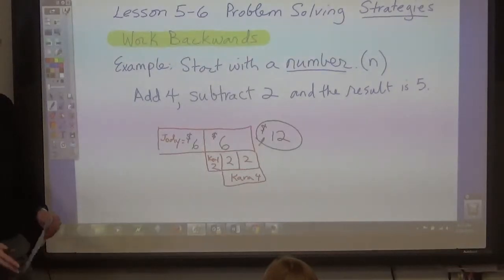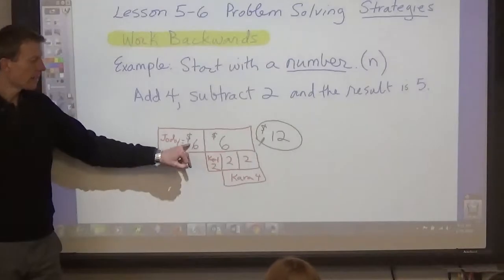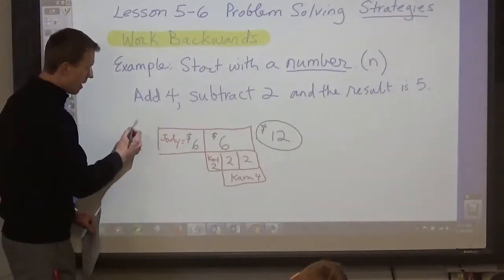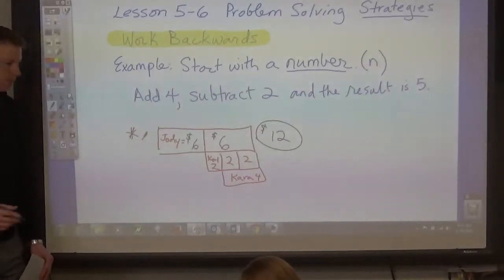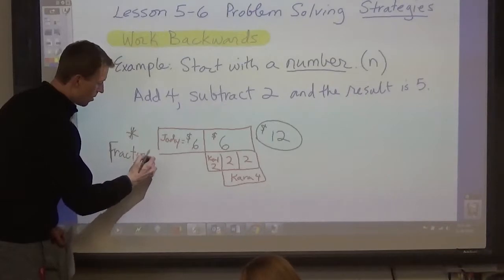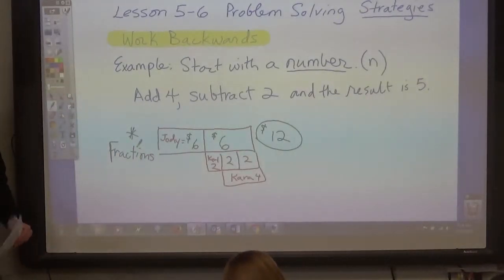Does everyone understand how to use that model to solve a problem like this? Anytime you're working with a problem that has fractions in it, this is a good model to use. Use this type of model for fraction questions.